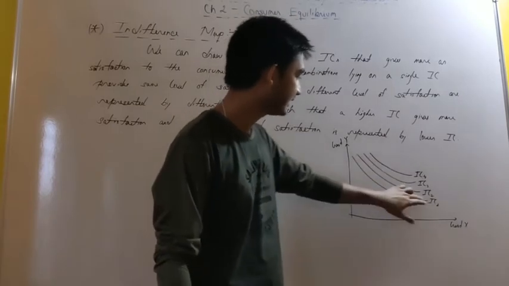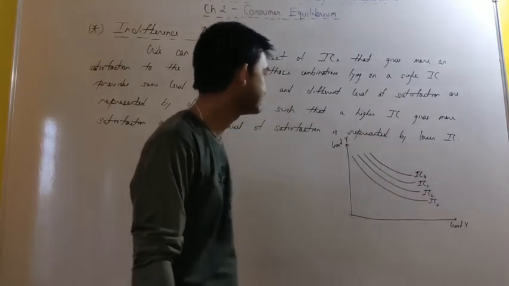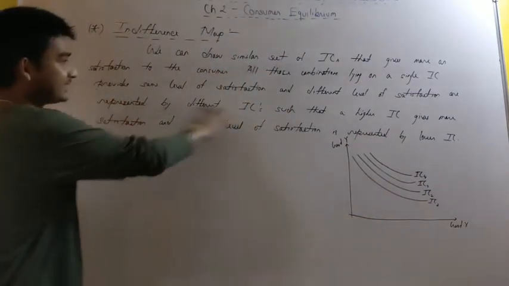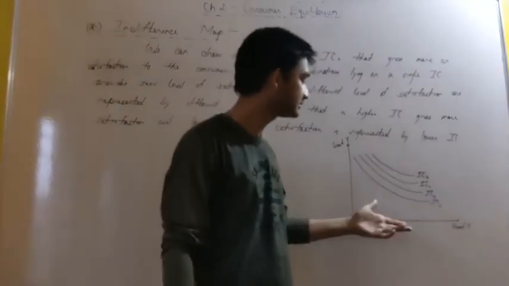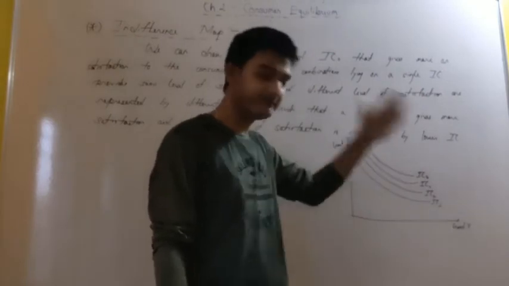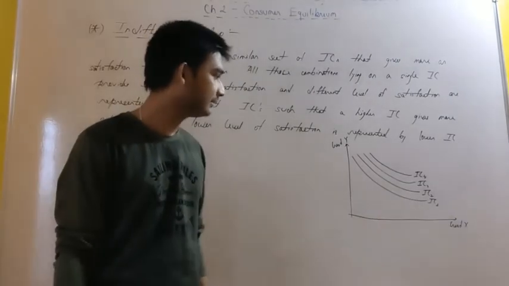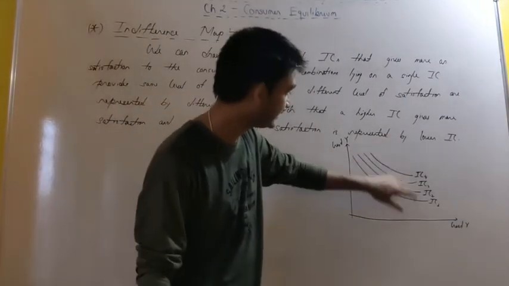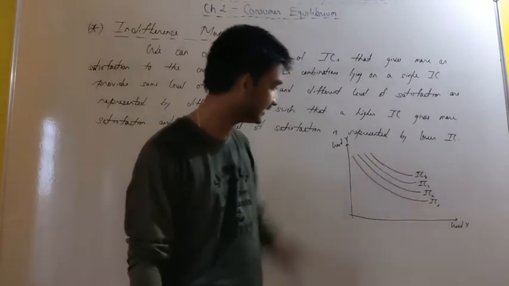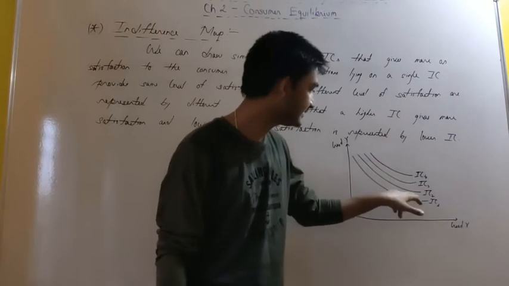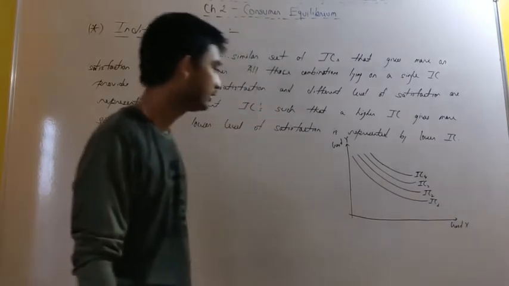Similarly, indifference curves like IC2, IC3, IC4 are lying above IC1, and that's exactly what I have written here: there will be some curves lying above other curves, and some lying below. If you compare IC2 and IC1, they are below IC4 and IC3. And IC3 and IC4 are above IC2 and IC1.